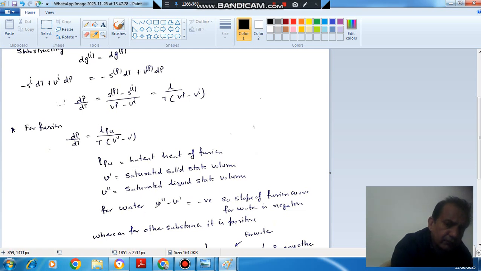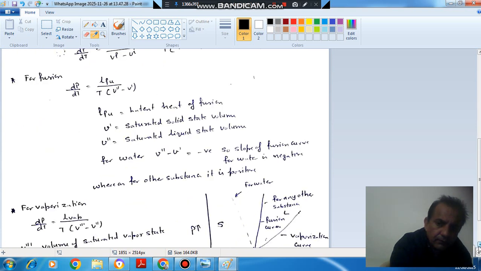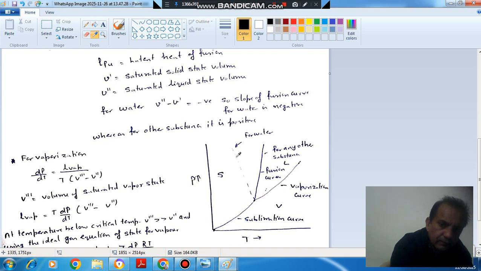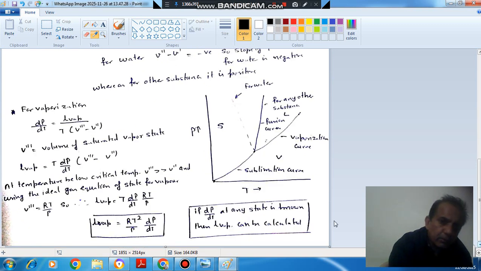If we take the case of ice, then this change in volume is negative. So this quantity will be negative, and the slope will be negative. So the fusion curve will have a negative slope for water, like this. But for any other substance, it will be positive.